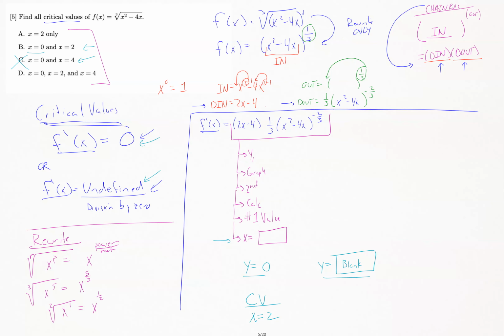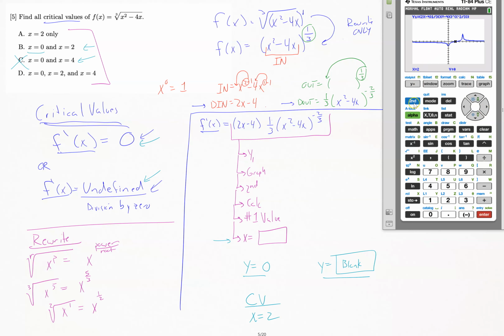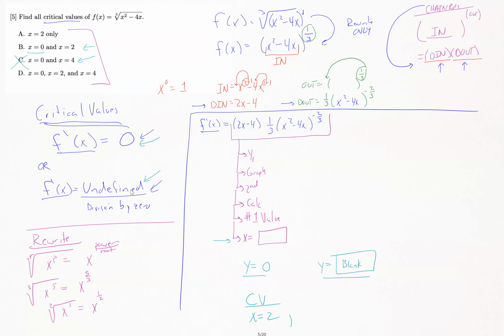Let's go on and we'll try option B, which adds in this answer of 0. So we'll do the same thing. This time we're going to go through and calc the value at 0. So we'll hit second calc, and then we'll choose number 1, which is value. And this time our value is 0. So we type in 0, and we get out a blank. This is the idea of f prime of x being undefined. Our derivative is undefined at 0, so therefore it is a critical value. So we have another critical value happening at 0. So we've got 2 critical values now, x equals 0 and x equals 2, which means A can't be the right answer because it's not including 0. So B and D both have 0 and 2.